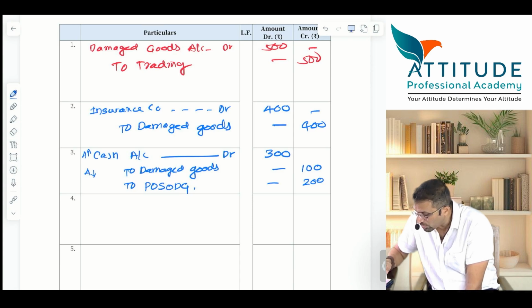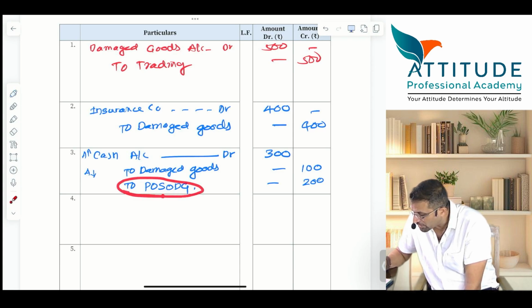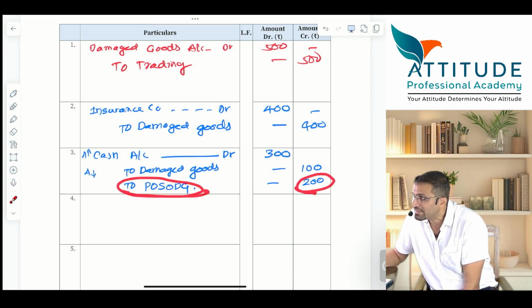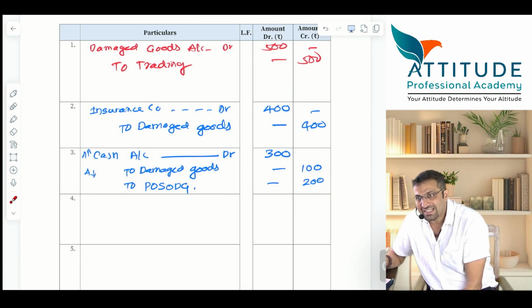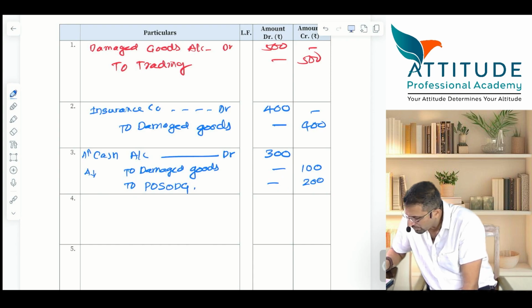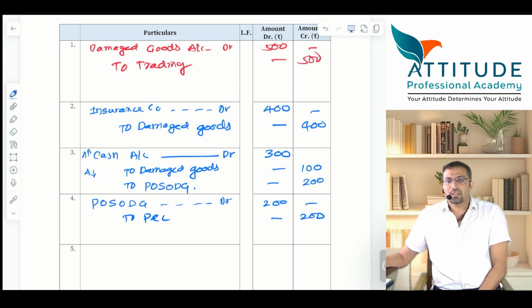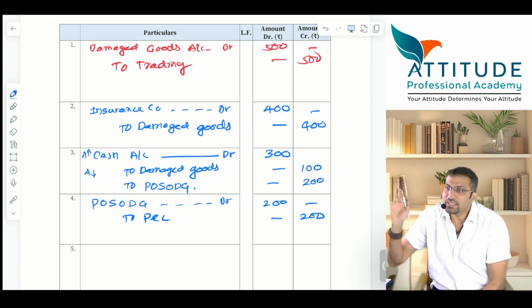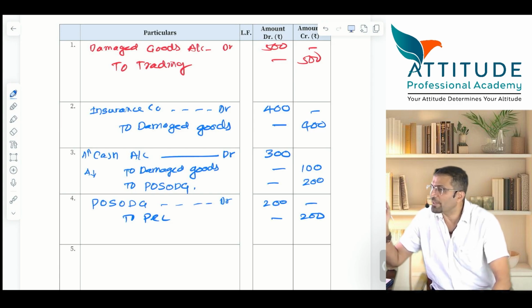Entry बोलो. Oh, this profit on sale of damaged goods is showing a credit balance. It has to close, means it has to be what? Debited. And P&L account should be what? Credited. Entry बोलो. Profit on sale of damaged goods account, debit to P&L account 200, and here also 200. दिमाग में जा रहा है? Easy है कि नहीं रे? All of you are able to understand?